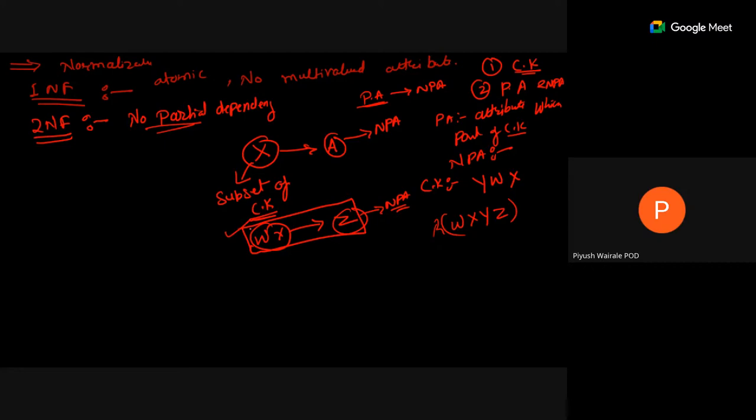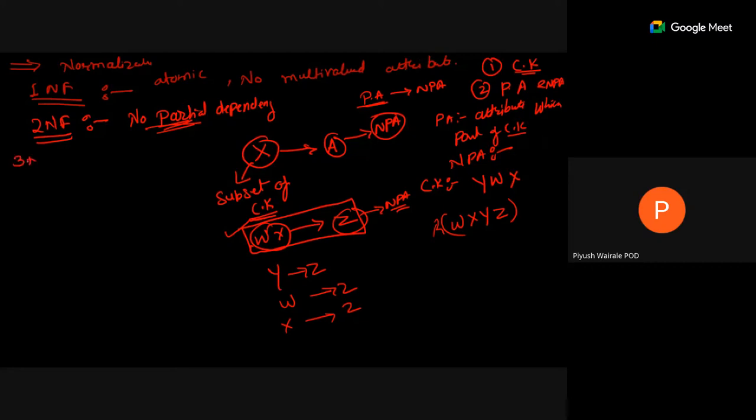If this functional dependency exists, or even y determines z, or w determines z, right, or x determines z, or any combination of any attribute determines z exists, then it will be considered as my partial dependency, and that is not allowed in 2NF, right? So there should not be any partial dependency. So subset of candidate key should not determine non-prime attribute, that is the partial dependency, right? If it is there, then we can say it is not in 2NF, right? Any doubt in partial dependency part?